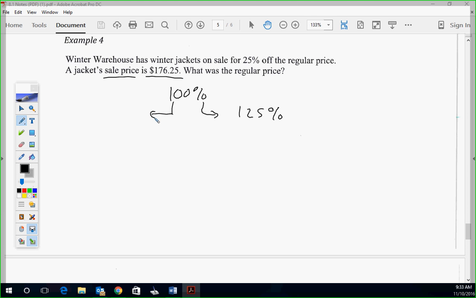Okay, so 100% is the real price. 125 means you're paying over. 75% means you're paying 25% less. All those as decimals is 0.75, 1.25. So back to what Connor was saying, because he's reading the problem better than I was, we have a jacket, sale price is 176.25. That's how much it is on sale.